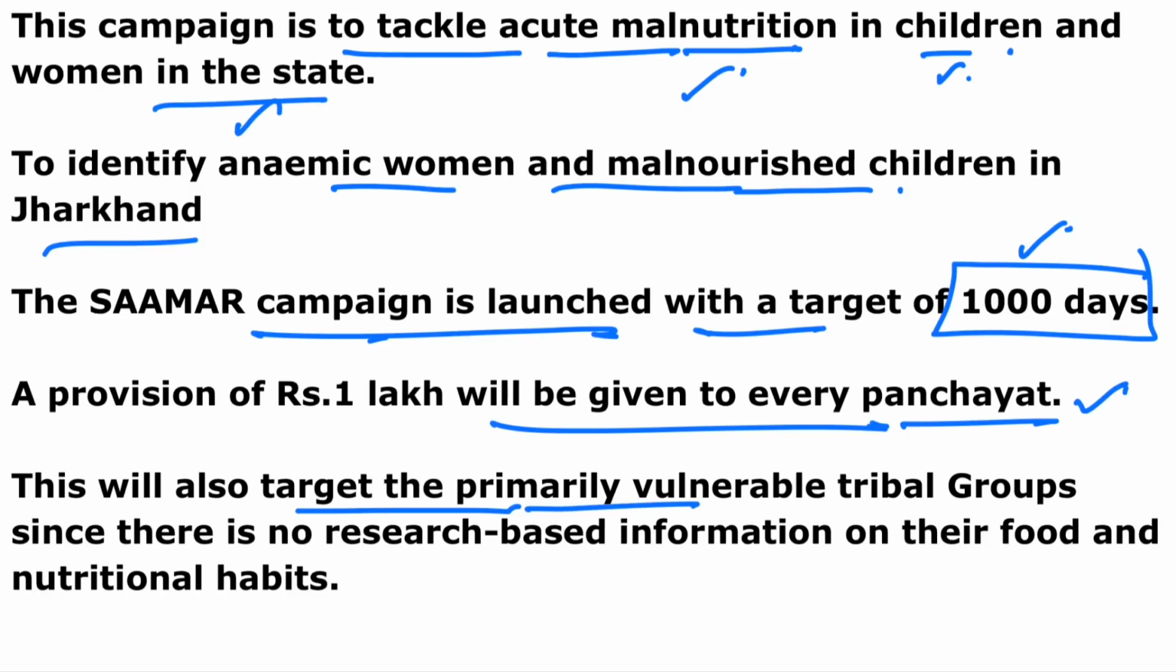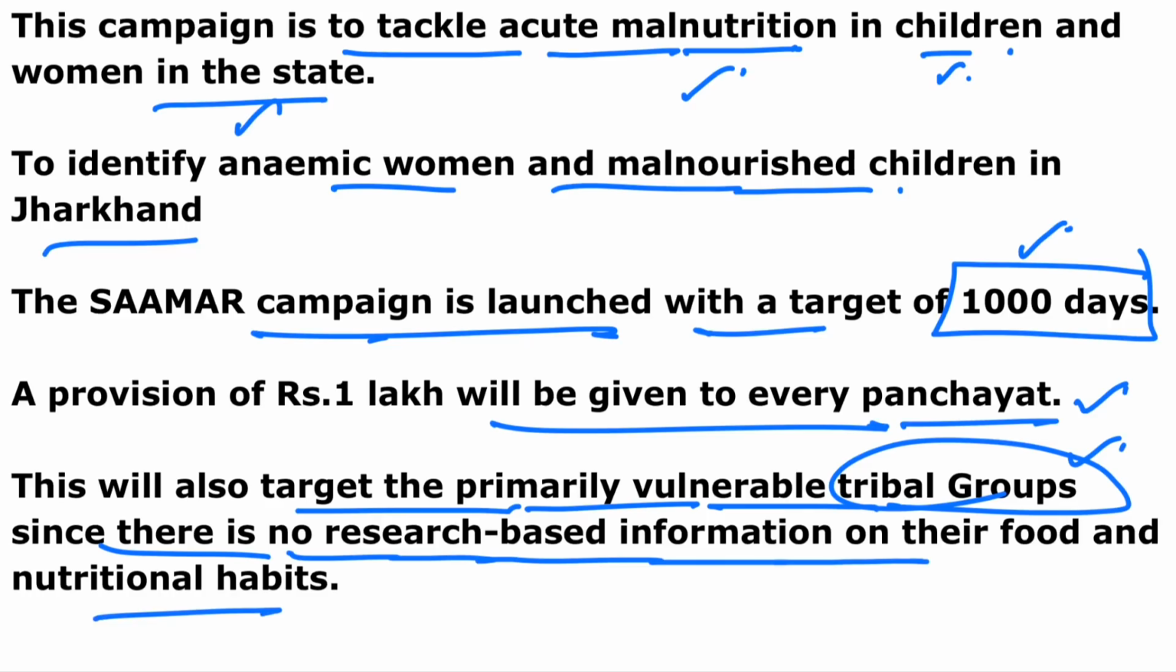So this will also target the primary vulnerable tribal groups, because so many tribal groups are there, and there is no research based information on the food and the nutrition habits. So that's why we have to tackle in every state, but this program is started by the Jharkhand. And you know who is the Chief Minister? Chief Minister is Hemant Soren. So guys, remember, Chief Minister is Hemant Soren, and who is currently the governor? Governor is Draupadi Murmu.